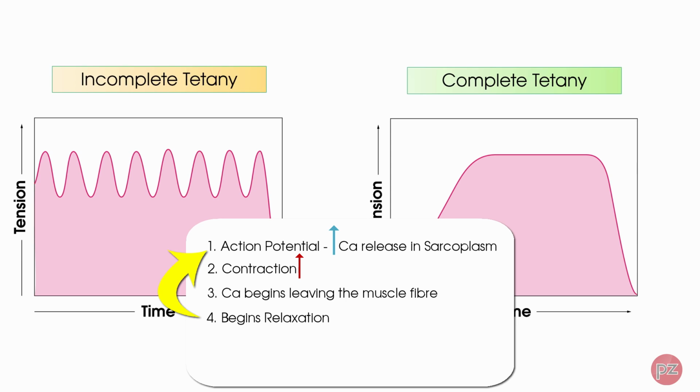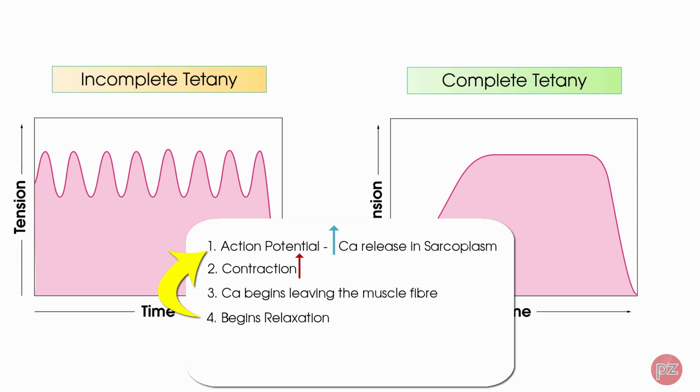And with quicker and quicker action potentials, you get more force developed by the muscle fiber because it has time to create the cross bridges. And once all the cross bridges have been formed, you reach that maximal tension within the muscle fiber.